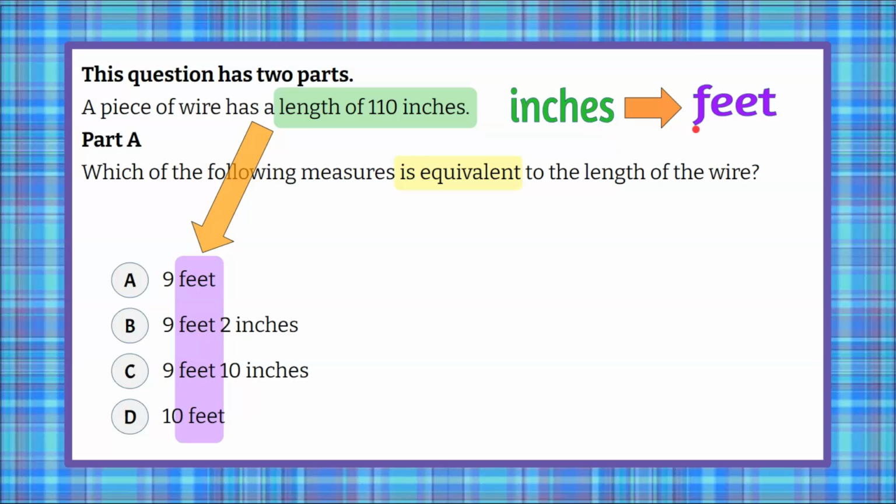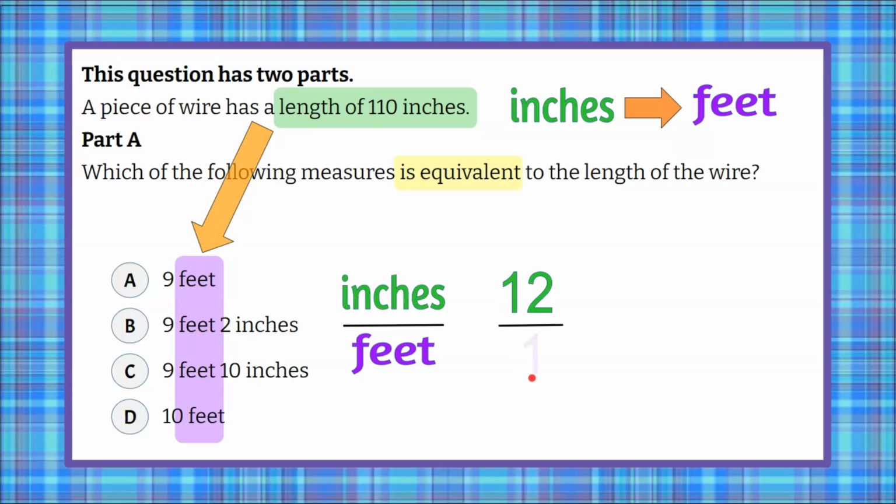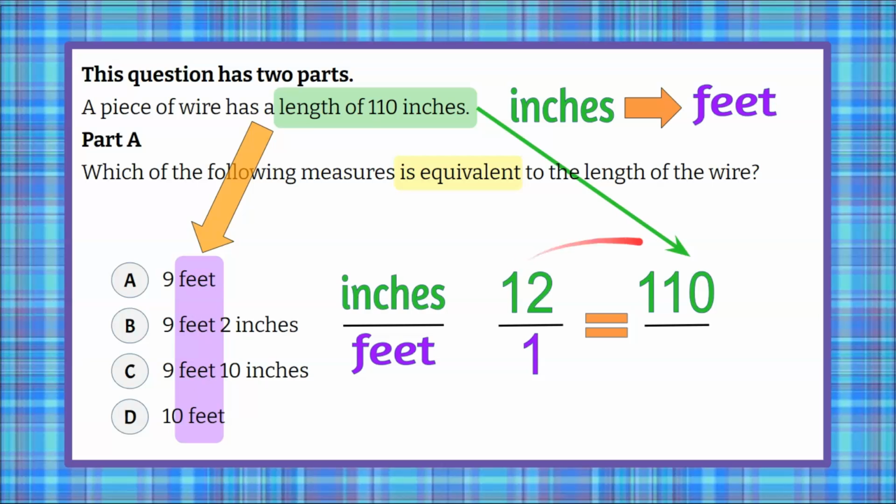So inches to feet. We call that a conversion ratio. So when we do inches over feet, this is a ratio, inches to feet. We know that there are 12 inches in 1 foot. So this is going to be our conversion ratio, and we're going to have 2 equivalent ratios, inches to feet. So if we go back to the problem, we've been given 110 inches, and now we're going to determine if there are 12 inches in 1 foot, how many feet are in 110 inches.